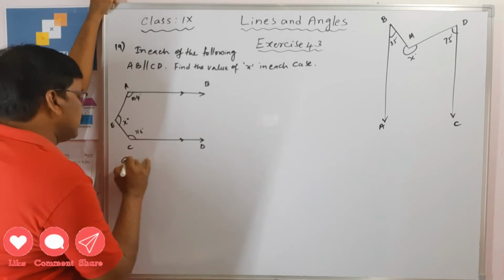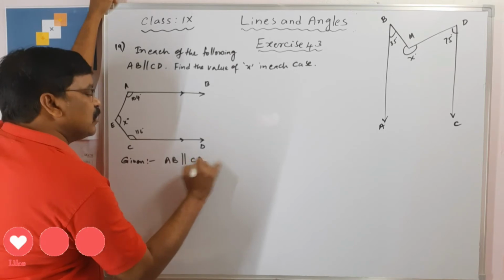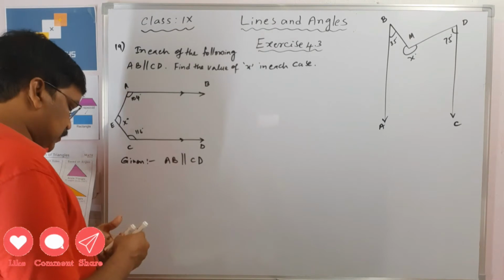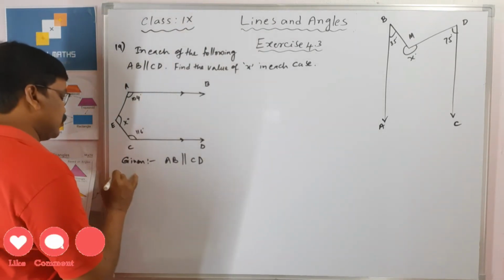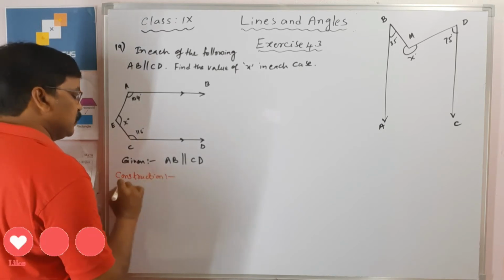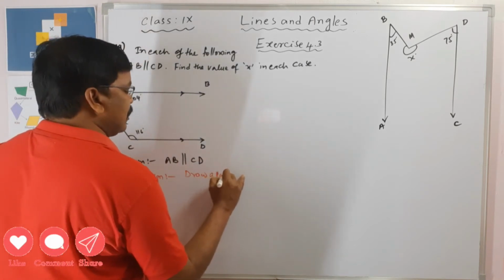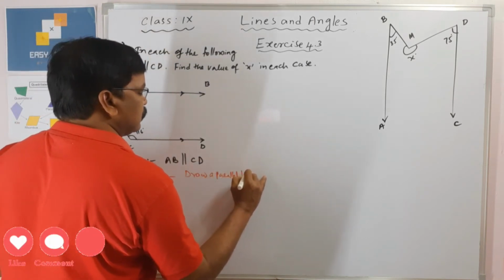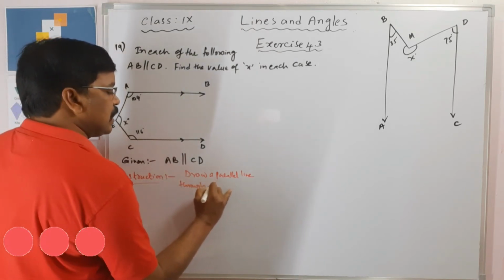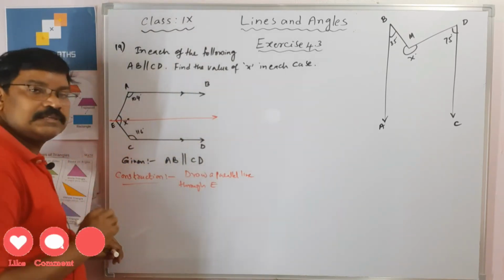Right. See what is given here, my dear students. This AB and CD are parallel to each other. Okay. See, we just make a small construction here. What is the construction here? We draw a parallel line through capital E.